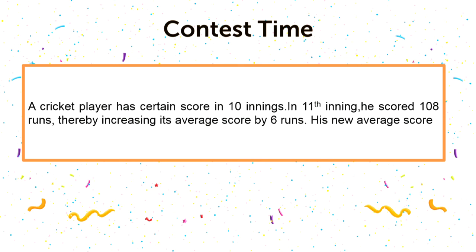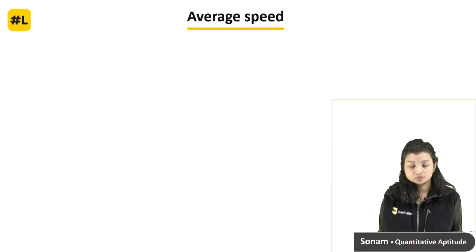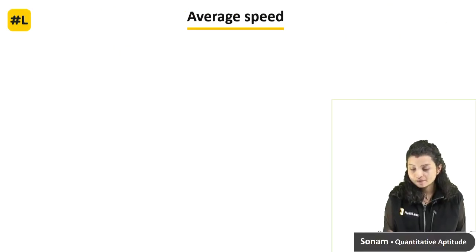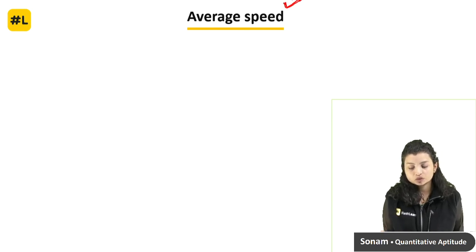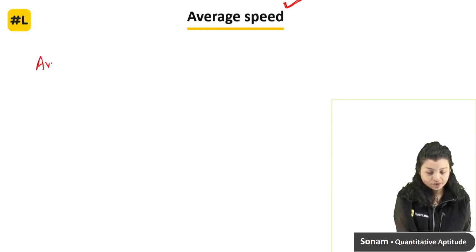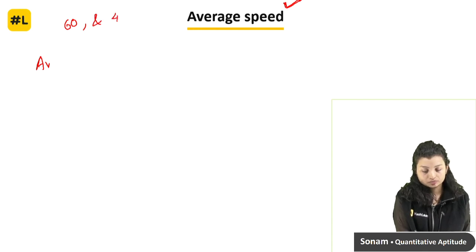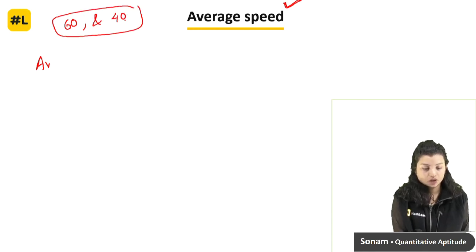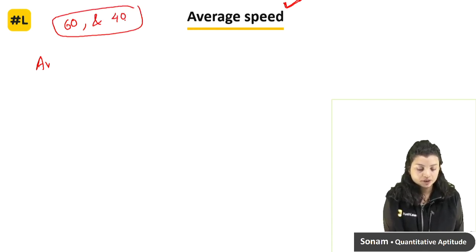Let's move to the next part of the topic. Here we are: average speed. It's one of the most important topics. Let's quickly understand what average speed is. If I give you two speeds, let's say 60 and 40, that is, 60 km per hour and 40 km per hour.